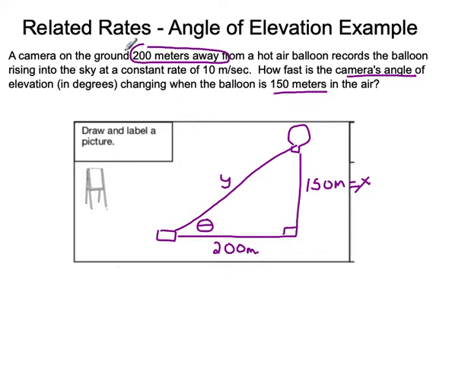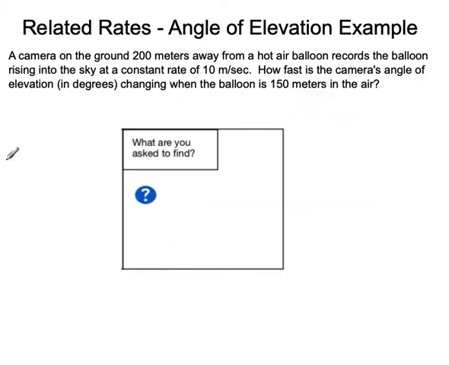Okay, the next question we're asked to do is, what are you asked to find? When it says how fast it is, that's a rate of change. That means that's a derivative. How fast is the camera's angle of elevation changing? So that means we're being asked to find d theta, and we're trying to find that with respect to time. So we're being asked to find d theta dt. And you might want to pay attention, it says it wants it in degrees. So you could just make a note to yourself in this box to make sure that when you're all done that your final answer is in degrees.